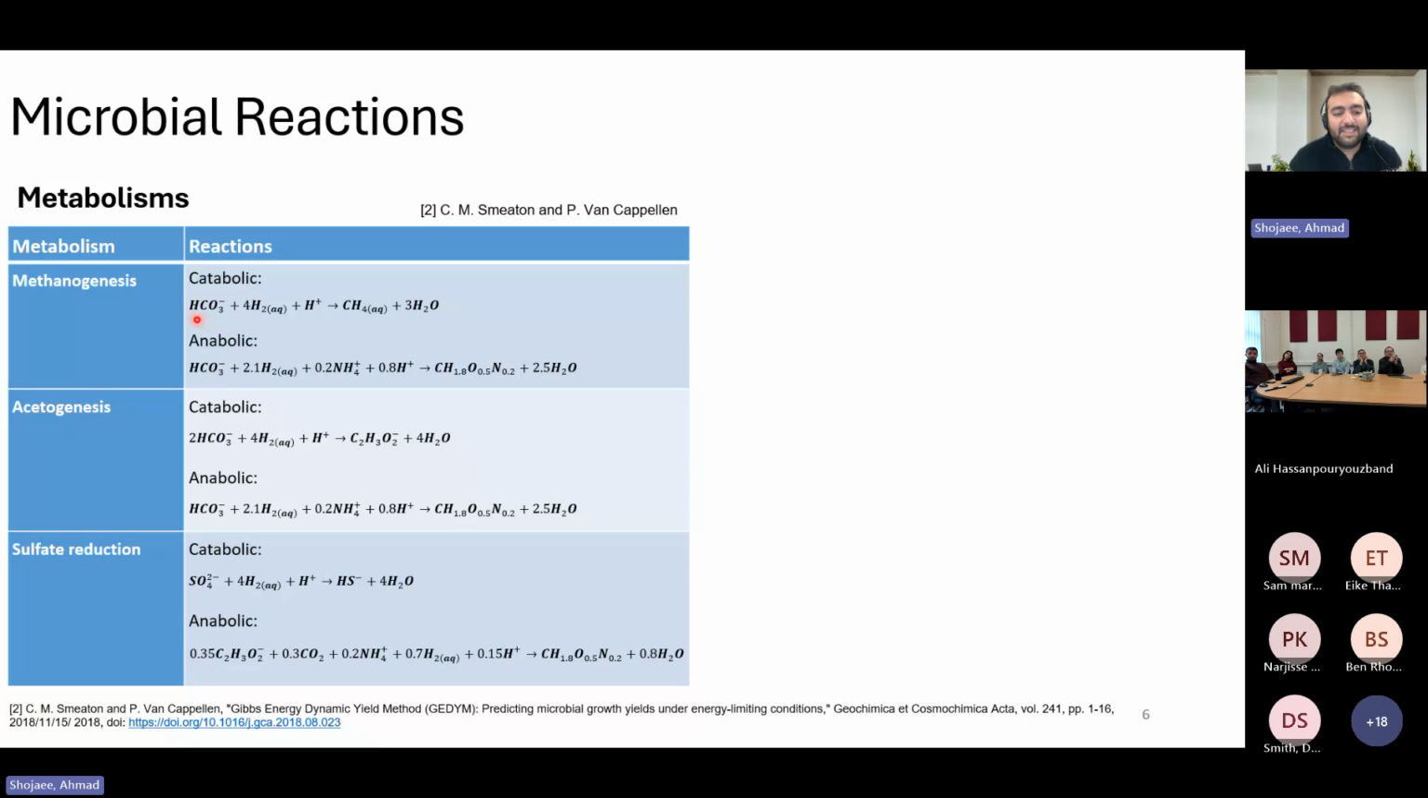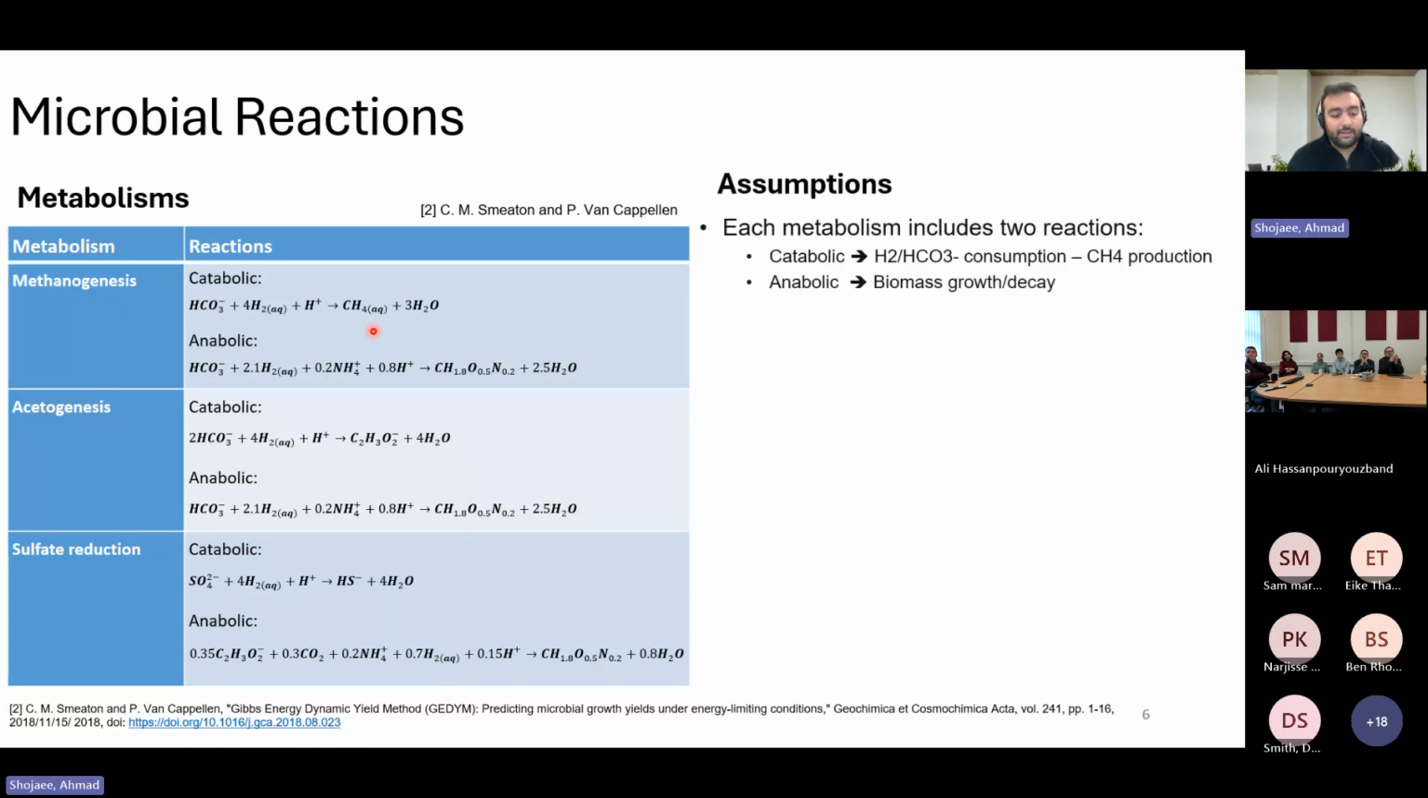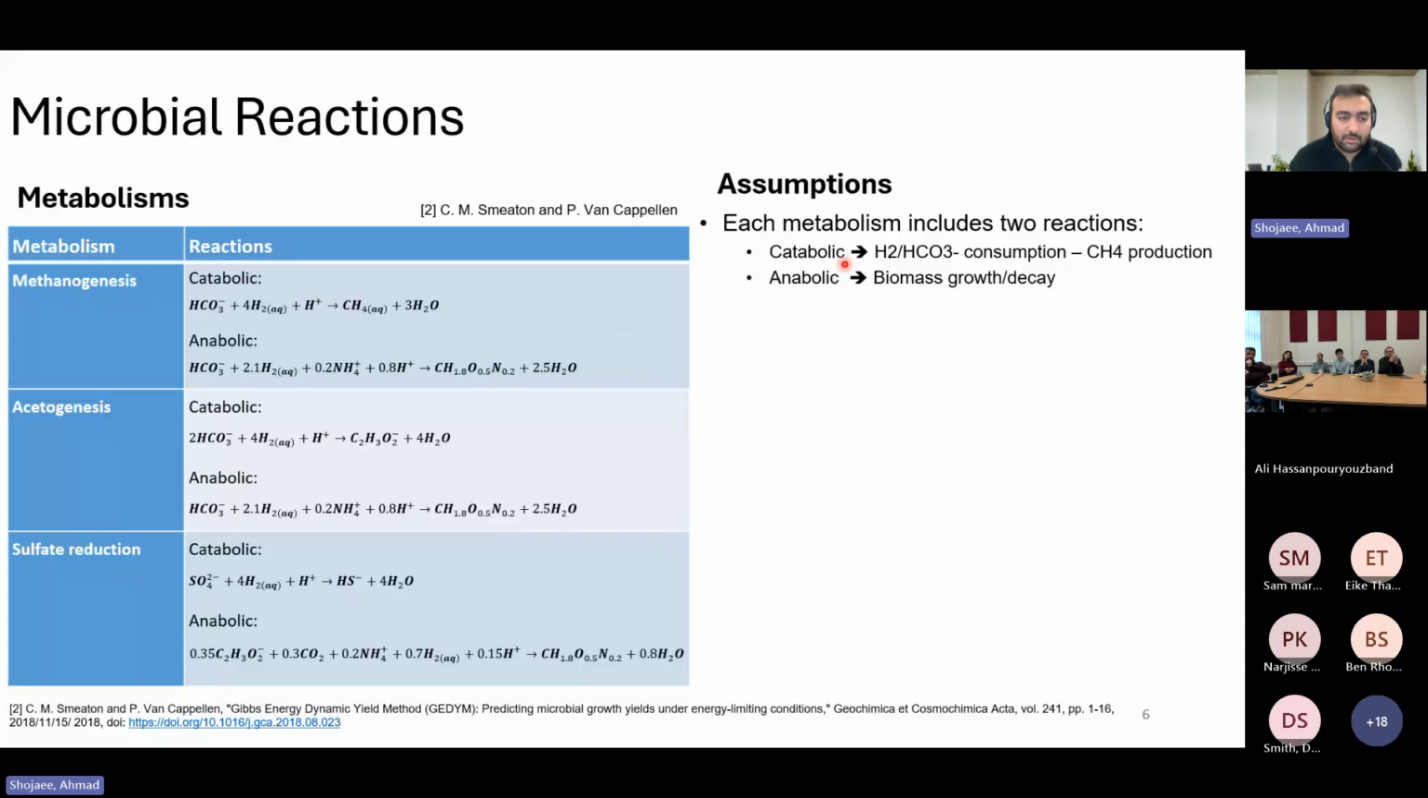We are always aware of this reaction, but the anabolic reaction is another path of that microbial metabolism. In this reaction, microbes reproduce themselves by the energy that is provided by the catabolic reaction. In each microbial metabolism, the catabolic reaction releases energy, and the anabolic reaction consumes that energy. It's the story behind each microbial reaction. So keep in mind these reactions. By these assumptions, we built our microbial systems. We assume that each metabolism includes two reactions, a catabolic reaction and an anabolic reaction. The catabolic reaction shows the hydrogen consumption, and the anabolic reaction shows the biomass growth or decay.